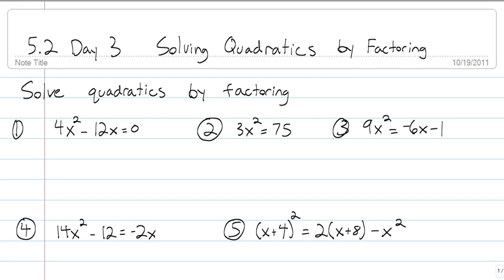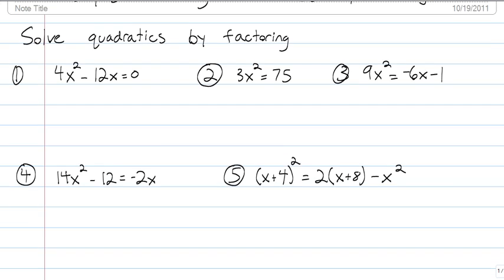So today what we're going to talk about is solving quadratics by factoring. Now, the whole reason why we've been factoring these last couple days is so that we can solve equations. That's the whole purpose of it, is to make things simpler for us and so we can solve our equations.